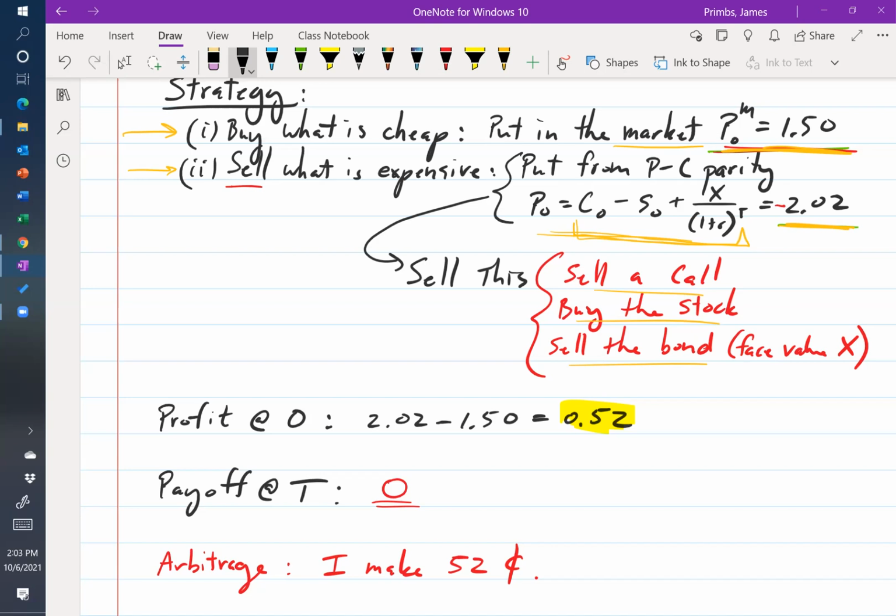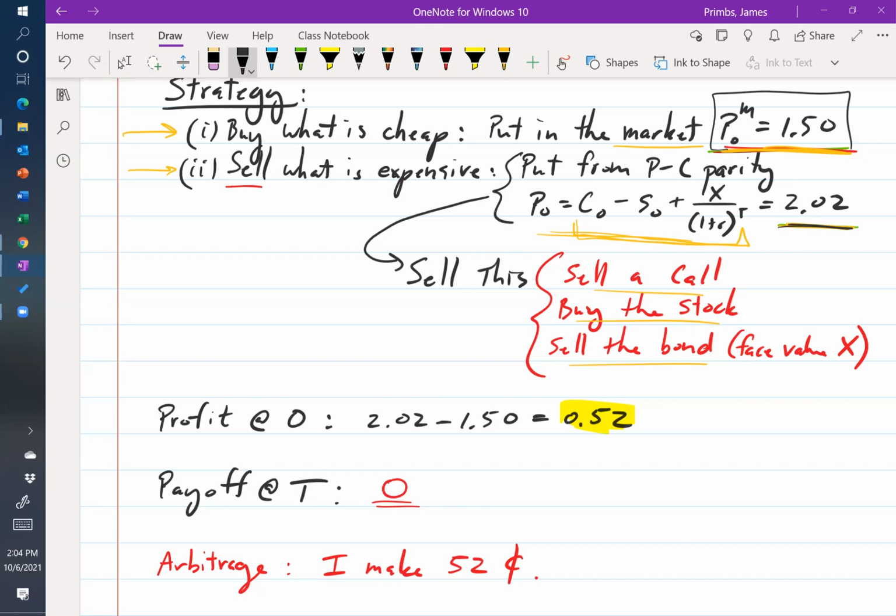No, so this is all it says to do. It says, okay, go look in the market, and there's the put price. Calculate from put call parity what it says the right value for a put is. So we did that, and we got $2.02. So something is wrong with this market, right? Put call parity is telling us a put should be worth $2.02. Why in the world is it selling for only $1.50?